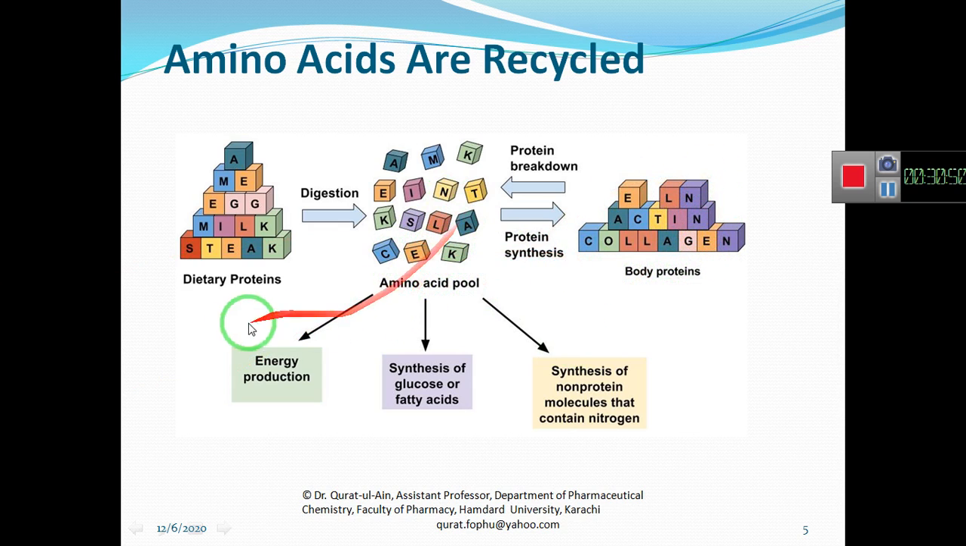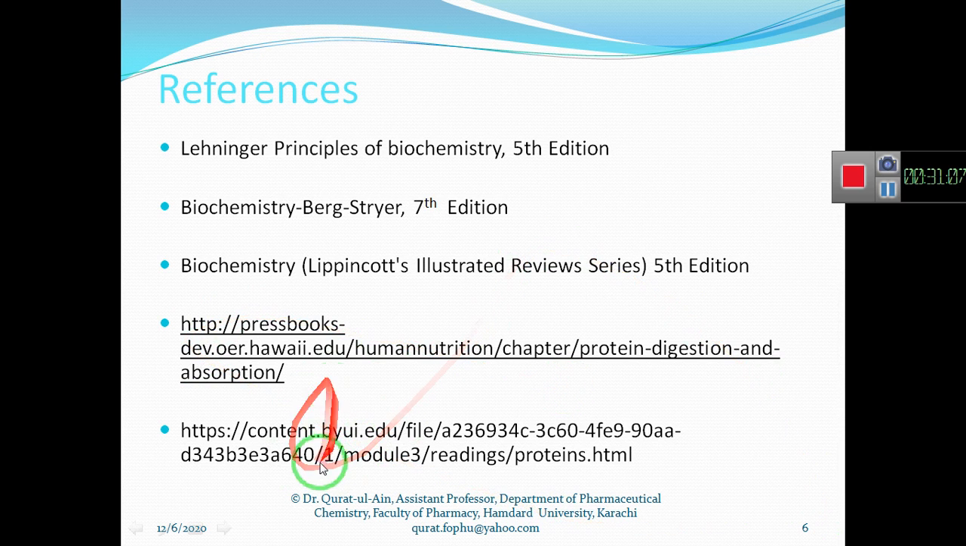And what is the work of amino acids? Either they can be used for synthesis of protein in other parts of the body, or for the production of energy, or for the production of glucose or fatty acid, or for the production of non-protein molecules containing nitrogen. So this was the whole lecture.